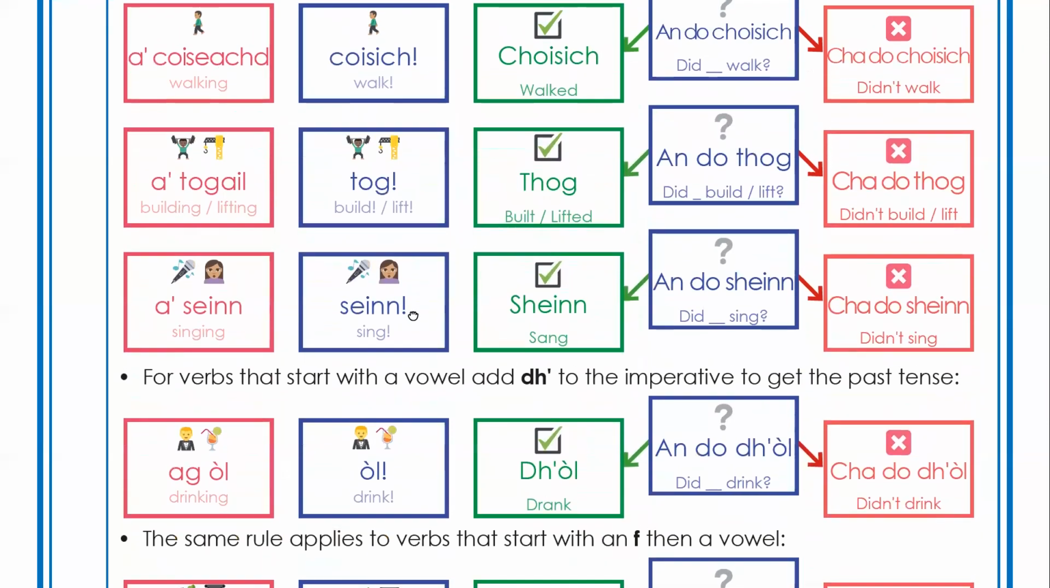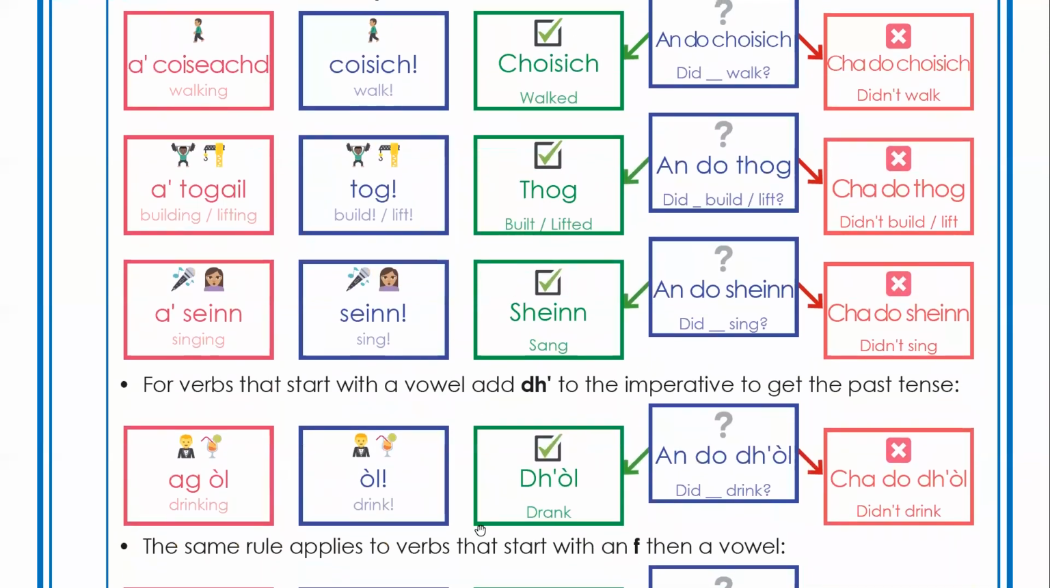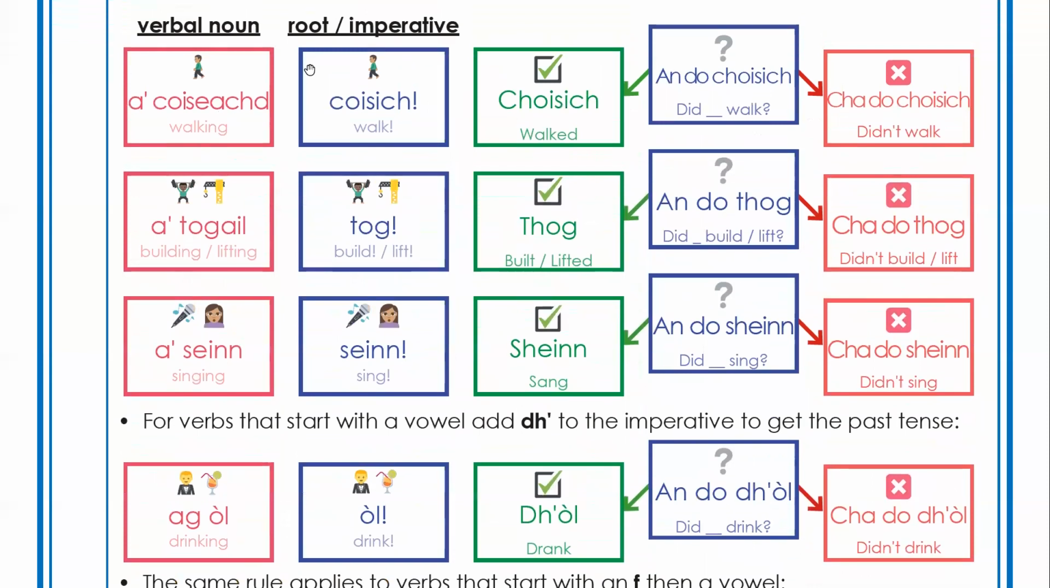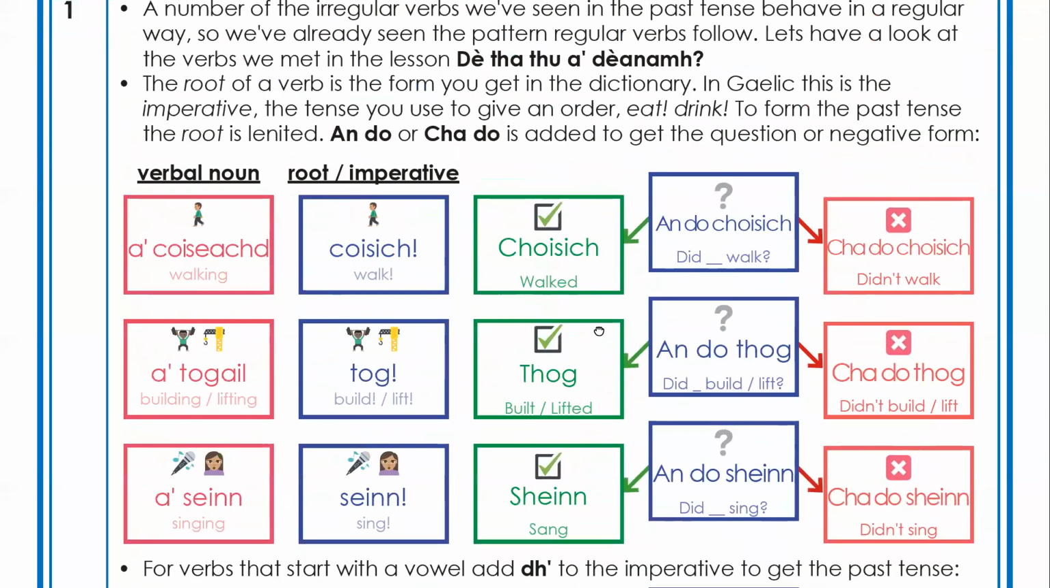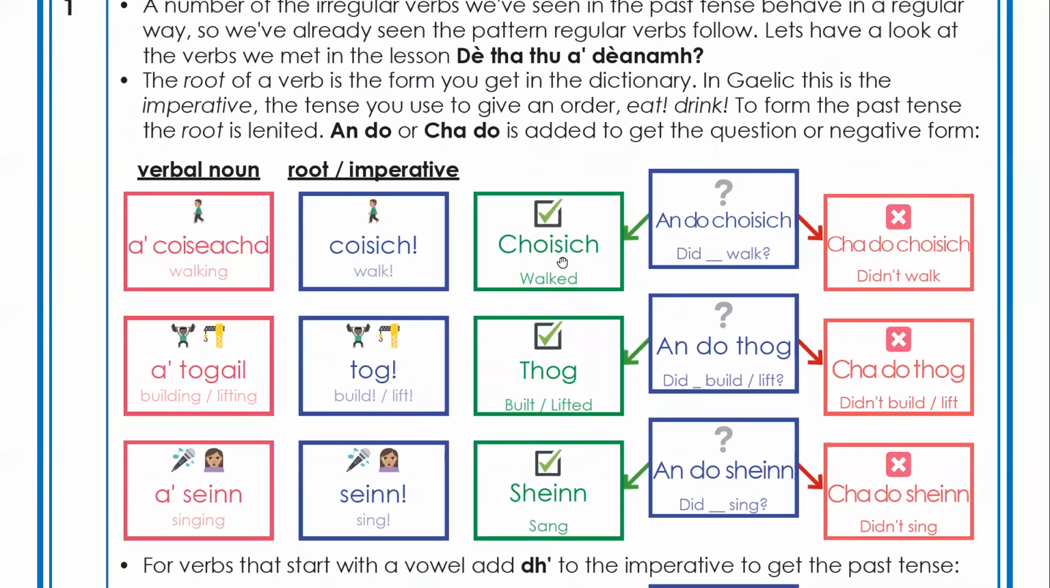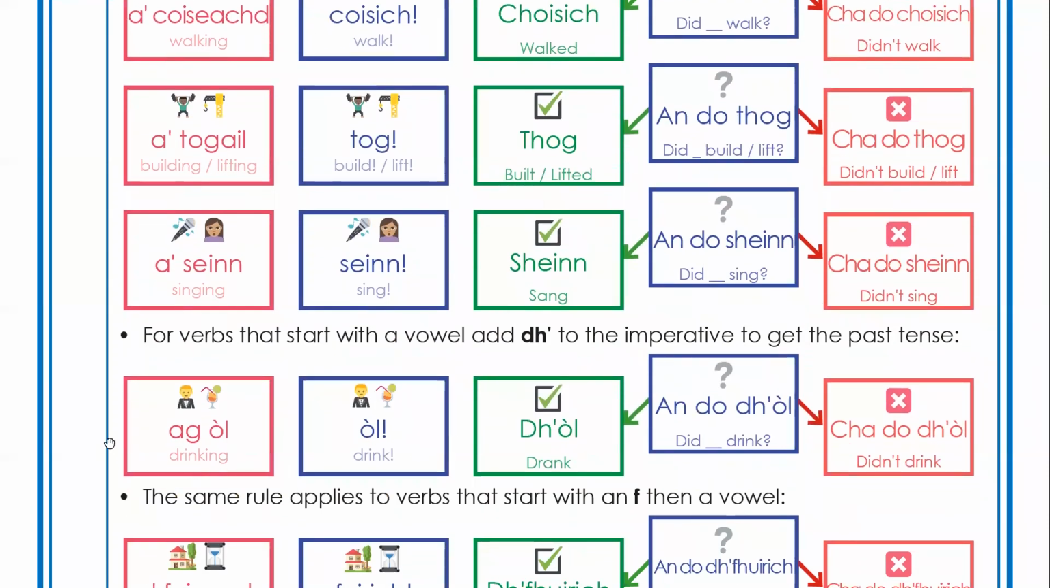So what about words that start with a vowel? This applies to lenitable consonants, so any consonant which normally lenites. When we've got a vowel though, we can't lenite that. So how do we make the difference?